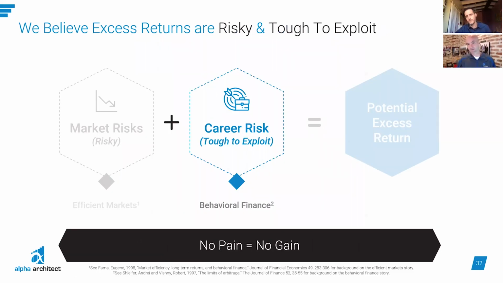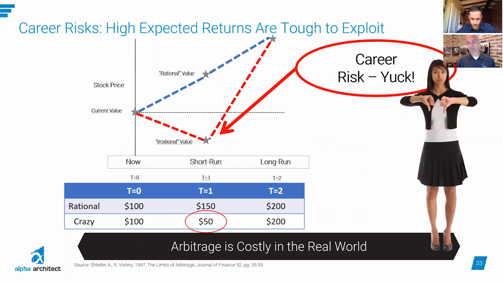The other story relates to behavioral finance and the Bob Shiller school of camp, and that runs through what we call the career risk channel. And this one's a little more complicated, but I'll try to explain it. So this is an analysis or summary of a paper called The Limits of Arbitrage by Andrei Shleifer and Robert Vishny, which is really good. I highly recommend everyone read it.